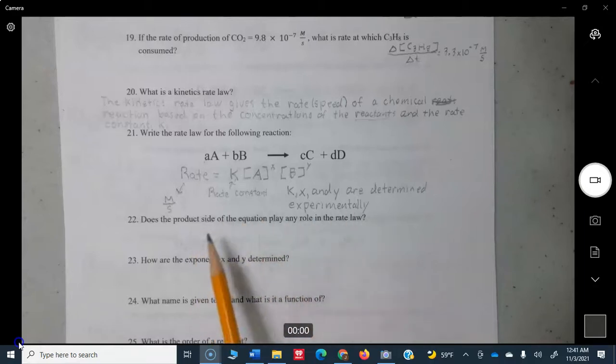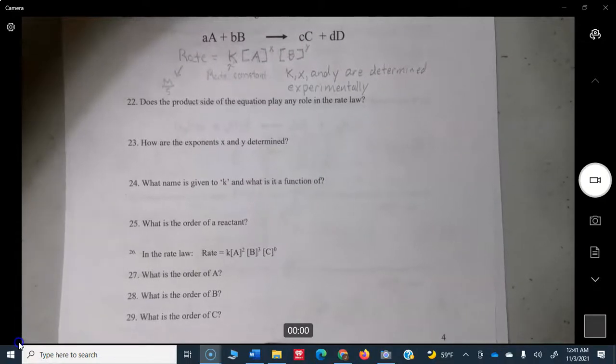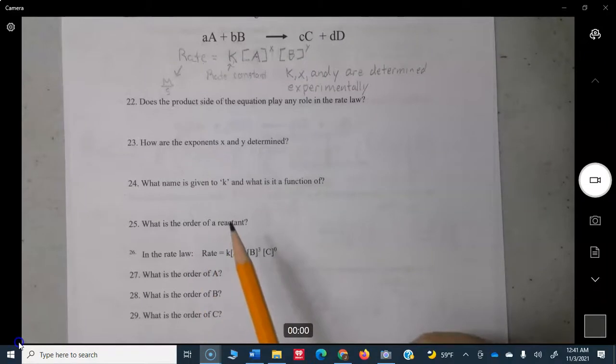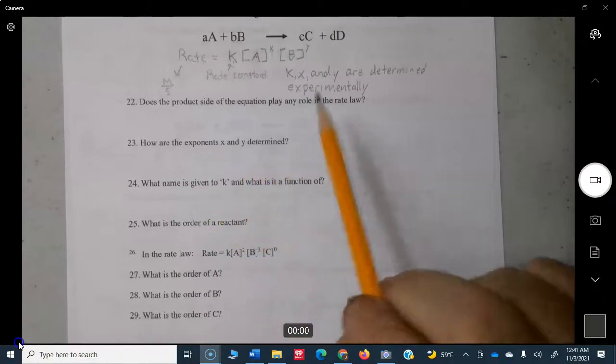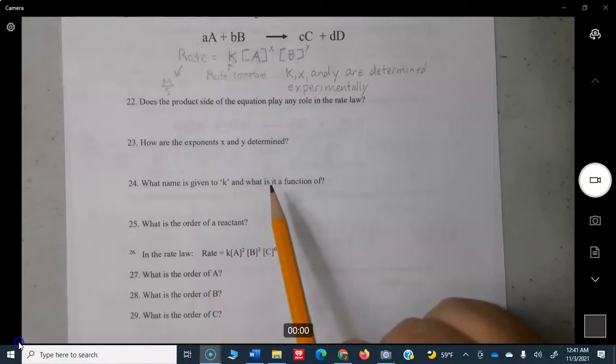Does the product side of the equation play a role in the rate law? So I just answered that, but again, watch the video. I don't want to give you all the answers here. I want you to be watching the video. How are the exponents X and Y determined? Just said that. What name is given to K? It's called the rate constant.